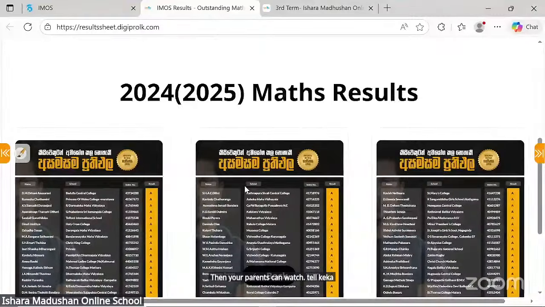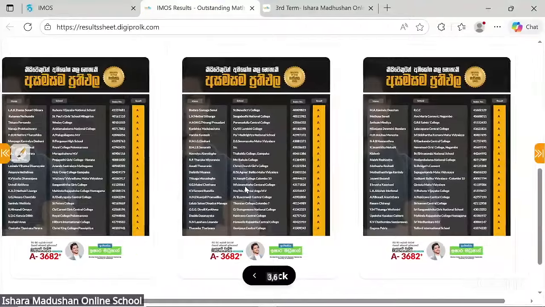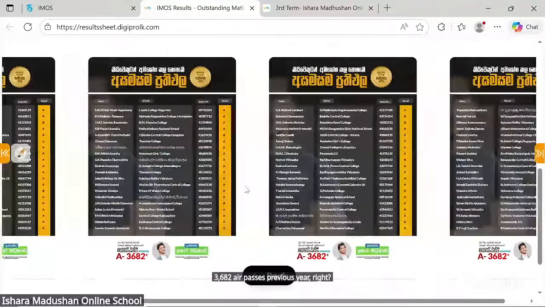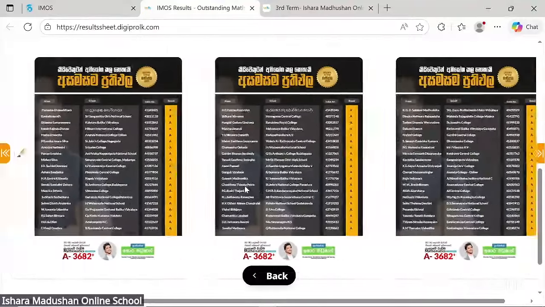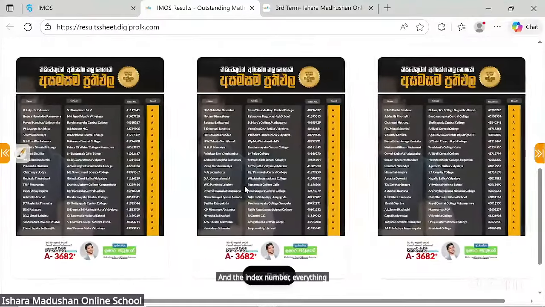Here you can see all our level results. 3682 A passes in the previous year, right? Here the name, school, and the index number, everything we have given.